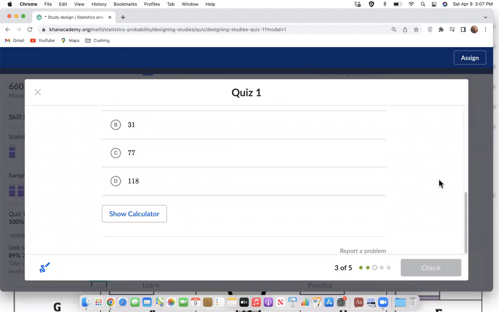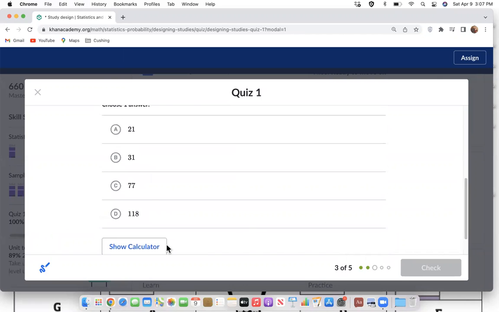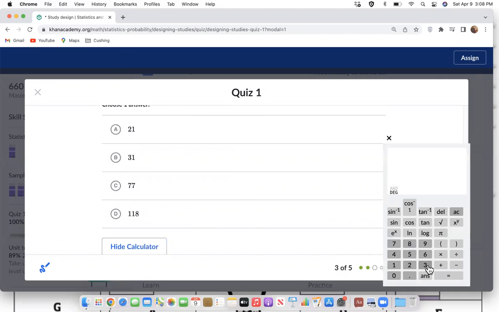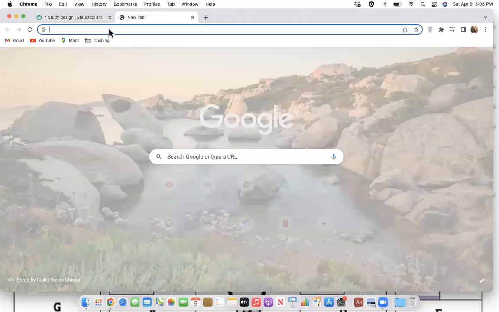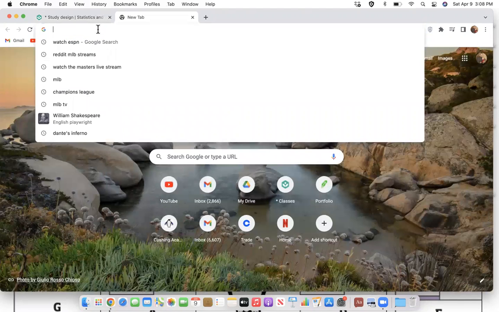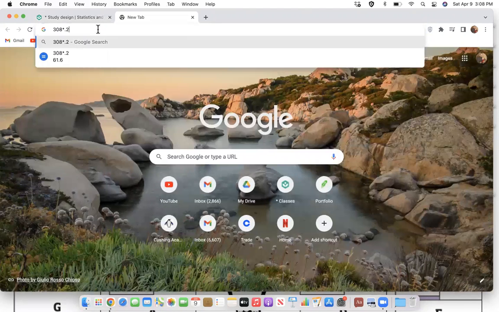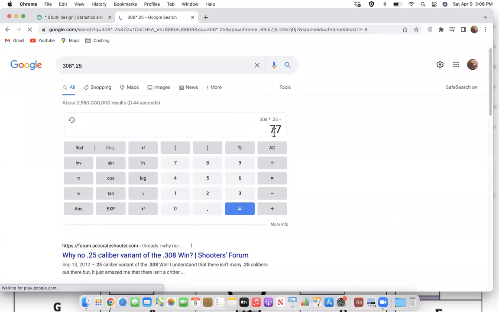You can estimate this as well, and you'd probably get your answer. So let's do 308 times 0.25. Oops. Sometimes the calculator is really stressful on this. If you're struggling with the calculator, I just pull up a browser and Google does the calculator for you. So I'll say 308 times 0.25. I don't know why the calculator doesn't work sometimes. And 77 is the number here.